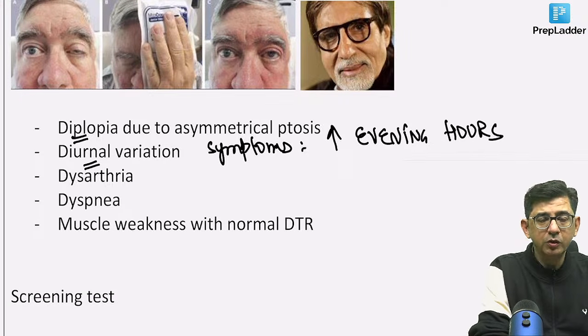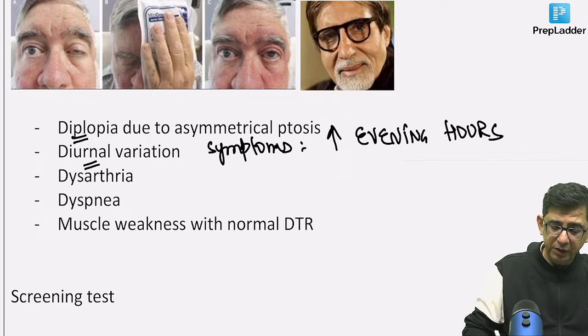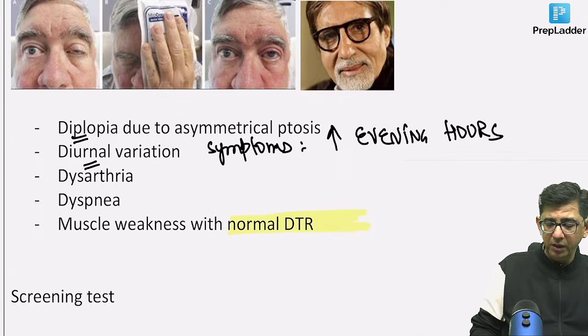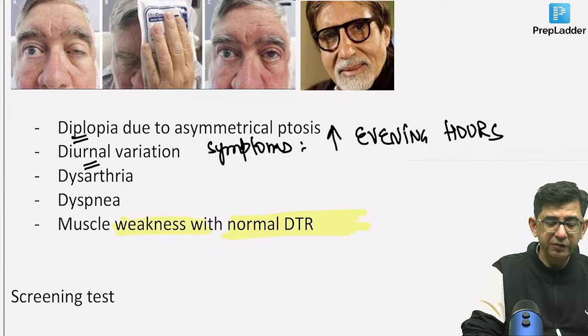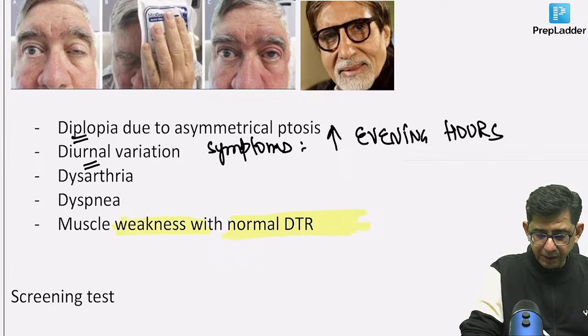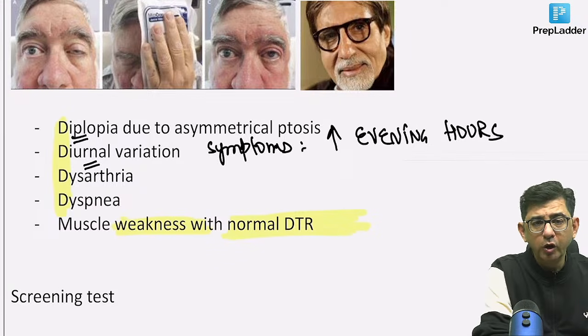Then there would be weakness of the vocal cords, weakness of the diaphragm, and most importantly, this condition has muscle weakness with normal deep tendon reflexes. This has no parallel in medical science, because normally whenever we read about weakness, there are absent reflexes or brisk reflexes. But here it is muscle weakness with normal deep tendon reflexes, and the D features can be present here. Since the D features are very classical for this one, diplopia, diurnal variation, dysarthria, dyspnea, normal reflexes, the diagnosis would be spot on.